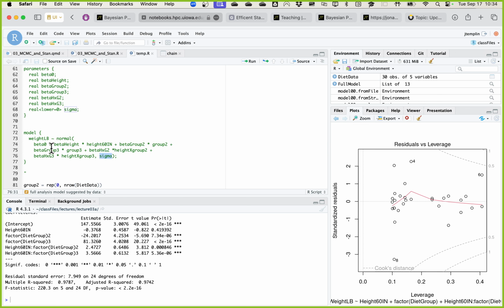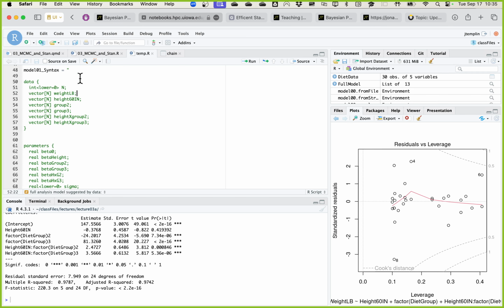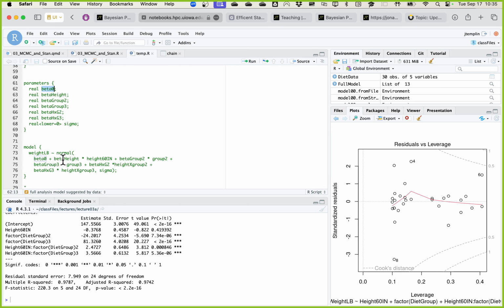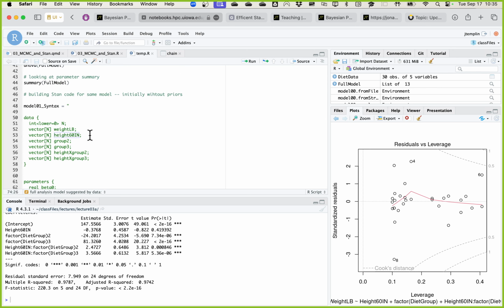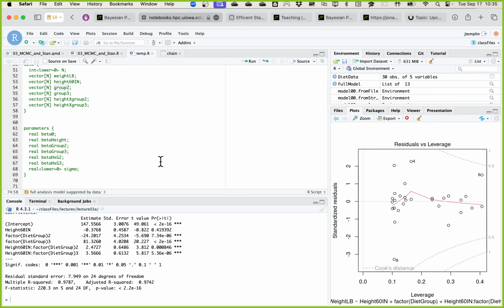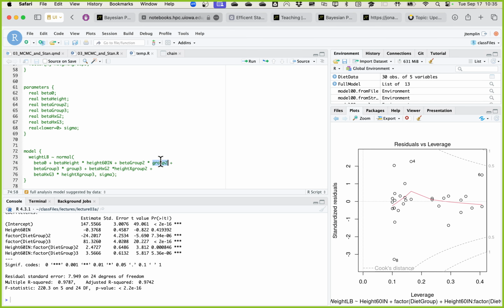So here, let's take a look. Weight in pounds is an observed variable. We'll have to import it. So we put it up here in weight in pounds. The mean, beta 0, that's a parameter, so we have to define it under the parameters block. Right? Likewise, beta in height is a parameter, but height 60 inches is an imported variable. So you go through each of the terms in your model, right here. Beta group 2 is a parameter. It's defined up in parameters. And then group 2 is an imported variable that equals 1 if a person's in group 2 and equals 0 otherwise. It's a dummy code. You can call it that way. Right? So we can do this for all the parameters. We can do this for all the observed variables.